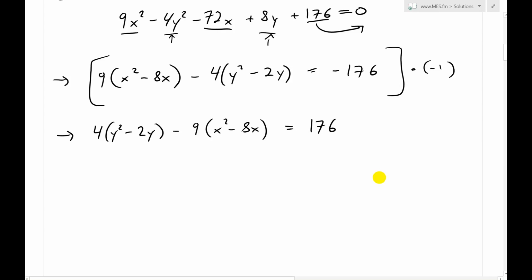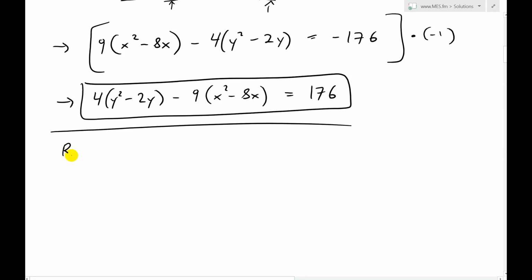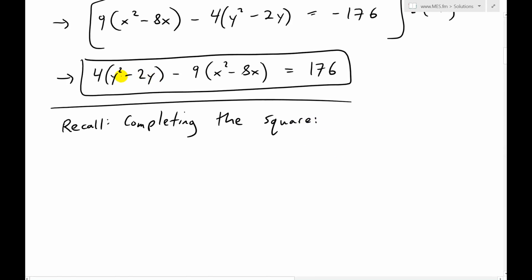Alright, now that we've written it like this, I'll box this out, so we have it simplified with all the x's on one side and the y's on the other. Now recall from my earlier video on completing the square. What we're going to do is try to write this in a typical conic formula. We don't want the y squared and the y; we want it to deal with just one variable. So we want something like x minus a, squared.